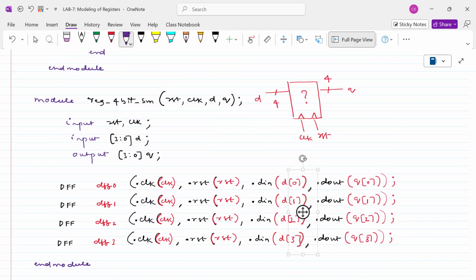Is this point clear to everyone? So please take it as homework. Please try to add the load signal and write the structural modeling for it. Okay, please consider it as your homework. Right.